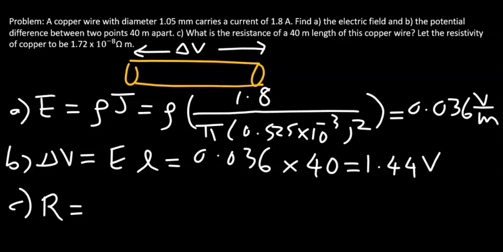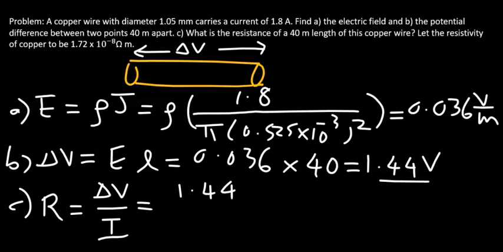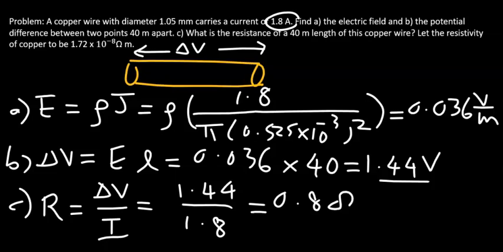And finally, the resistance. The resistance, according to Ohm's law, is given by the potential difference over the electric current in ampere. So the potential difference was found to be 1.44 volts from part B. The electric current was given in the problem as 1.8 ampere, and that will give you 0.8 ohms. And that solves the problem.